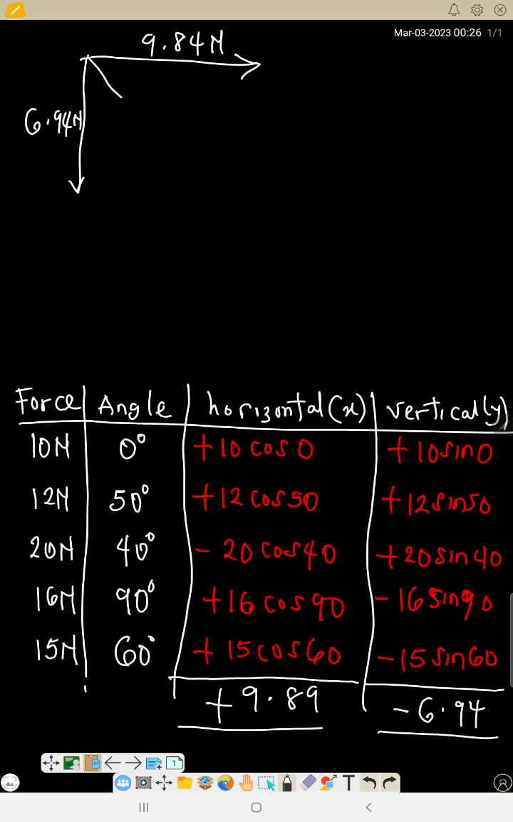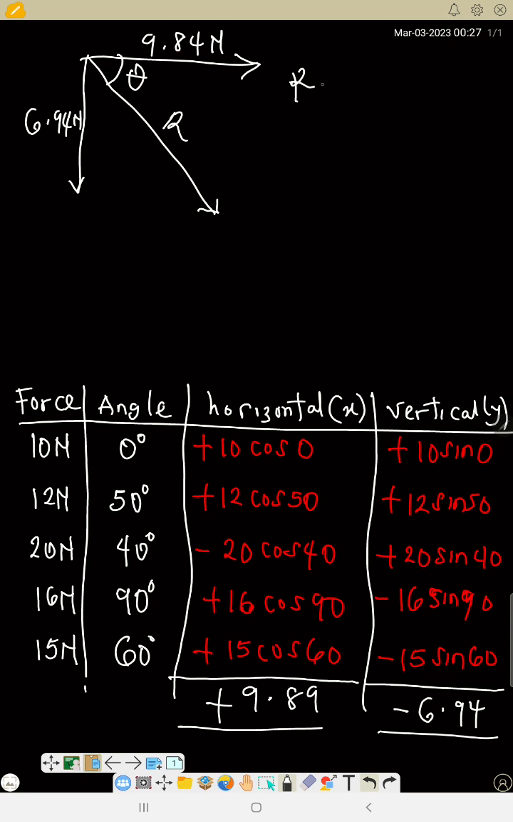Now the resultant will come out somewhere here. This is the resultant. I'll represent the angle here as theta, the angle which the resultant makes with the horizontal. You can as well convert it to the angle to the vertical, but I'm saying the angle which the resultant makes with the horizontal.